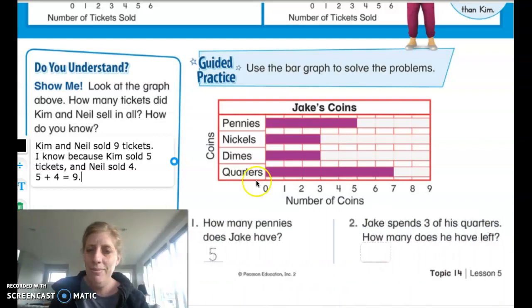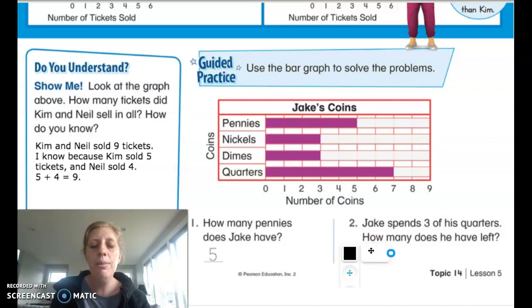And then number 2, Jake spends 3 of his quarters. How many does he have left? So first we need to figure out how many quarters did Jake have to start. He had 7. If he spends 3, how many does he have left? 7 minus 3 equals what? 4. All right, you can go on and do the independent work.